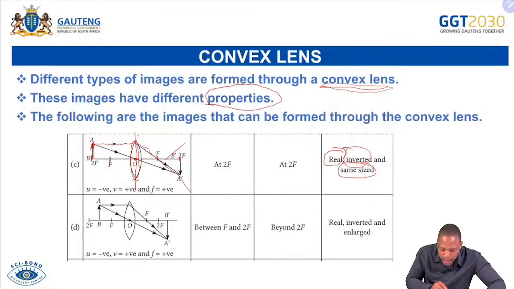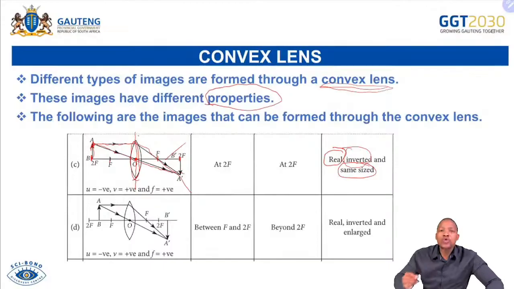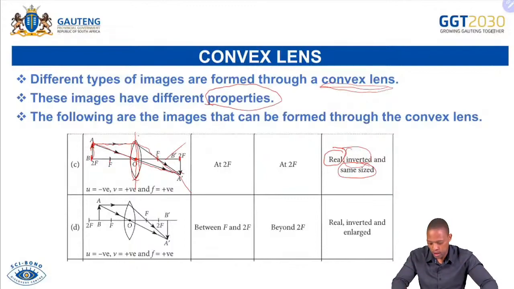Then go and take the line from the head of the object again, and run it through the optical center. Where the 2 lines meet, that will be the head of the image that will be formed by that particular convex lens. And that image that will be formed will have certain properties. And the properties for this particular image are that it will be real, it will be inverted, it will be what?